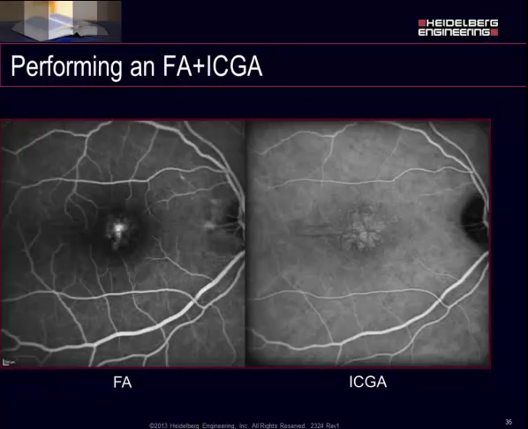Here's an example of an FA and an ICG. And again, the FA, fluorescein, is on the left and the ICG is on the right.